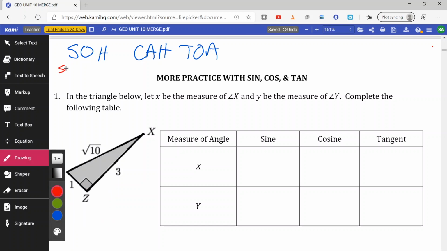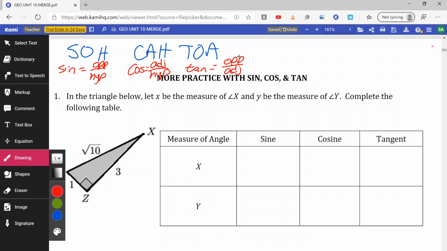where the sine of our angle is equal to the opposite side over the hypotenuse. Cosine is equal to the adjacent over the hypotenuse. And tangent is equal to the opposite side over the adjacent side. And we can use these to figure out the different ratios.